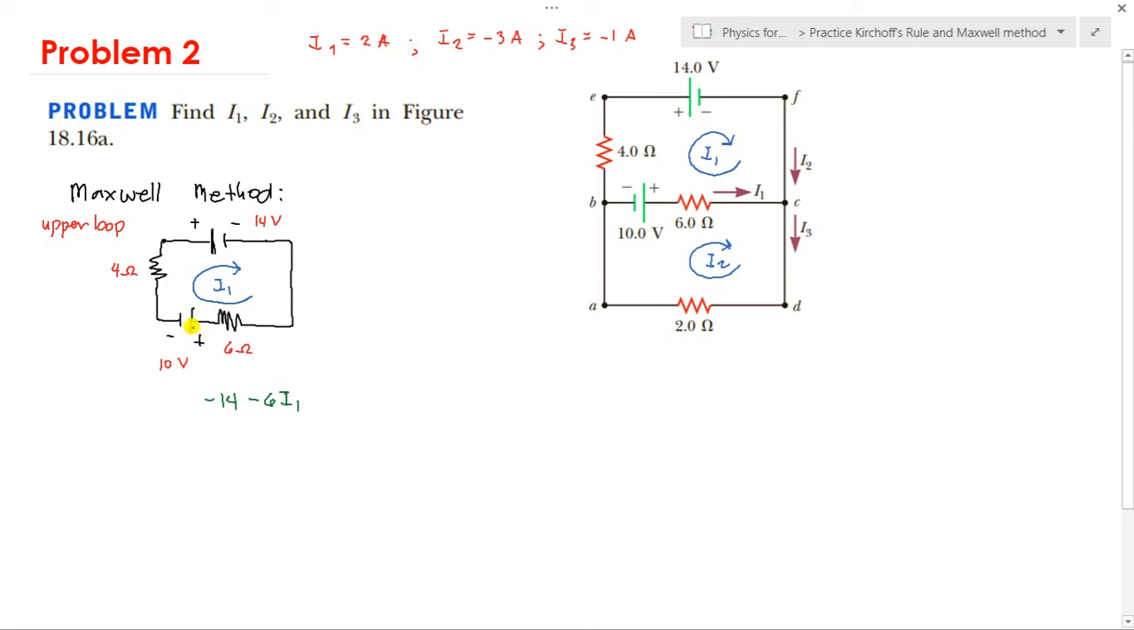Hinglabay na po siya ni 10 volt battery. Paglabay niya iyang direction kay from positive to negative. Kanang voltage drop kay from positive to negative man. Negative to positive kay voltage increase. So that is minus 10. Then may agi na pod siya ni 4 ohm resistor. So again, makaagi siya, voltage drop. So minus 4 I1, then line equal to 0. So rearranging this equation 1.